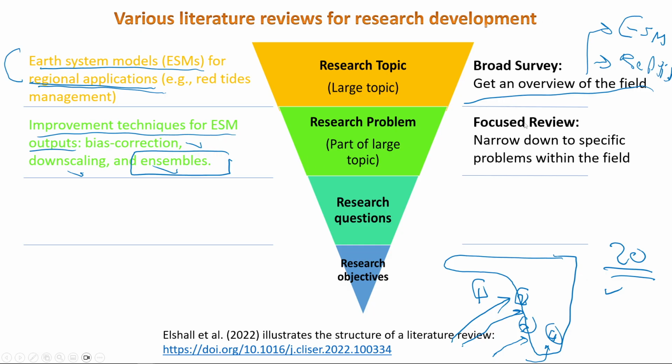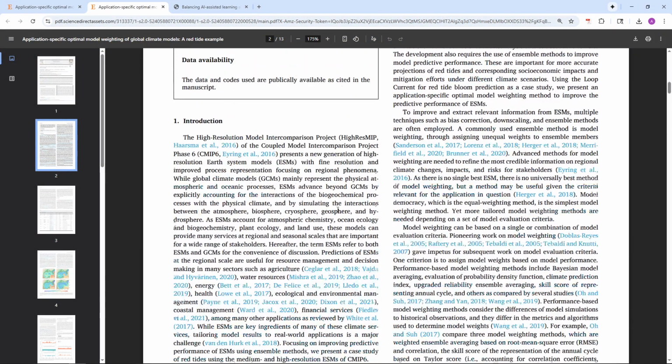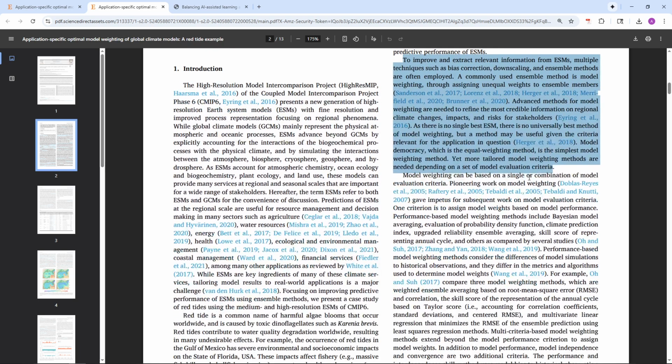So here, that would be a focused review, to narrow down to a specific problem within the field, like bias correction, downscaling, and so on. That's what we did here. In this paragraph, I'm talking about how, to improve the relevant information from the Earth system model output, we use these three techniques. But then we focus on what exactly we are doing.